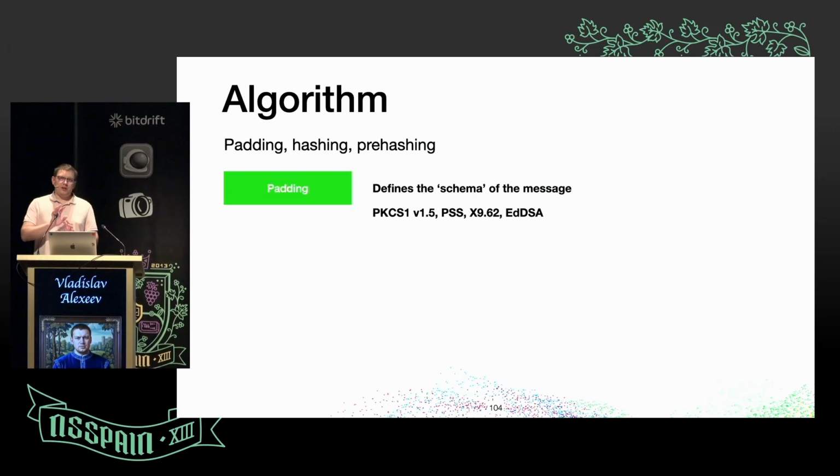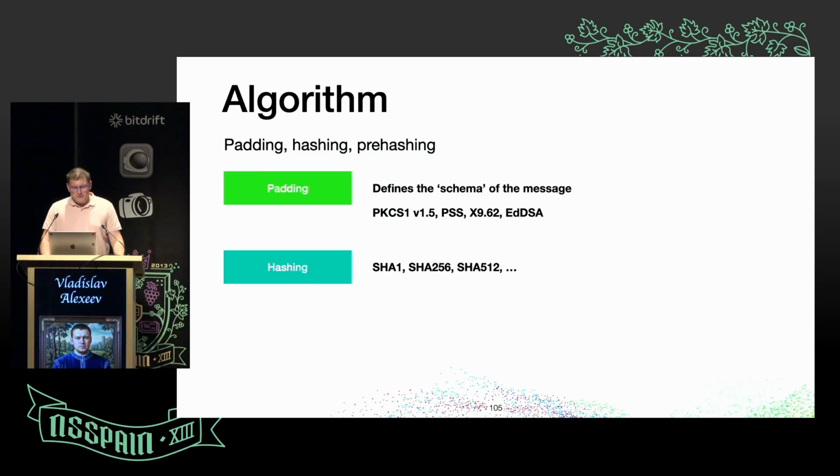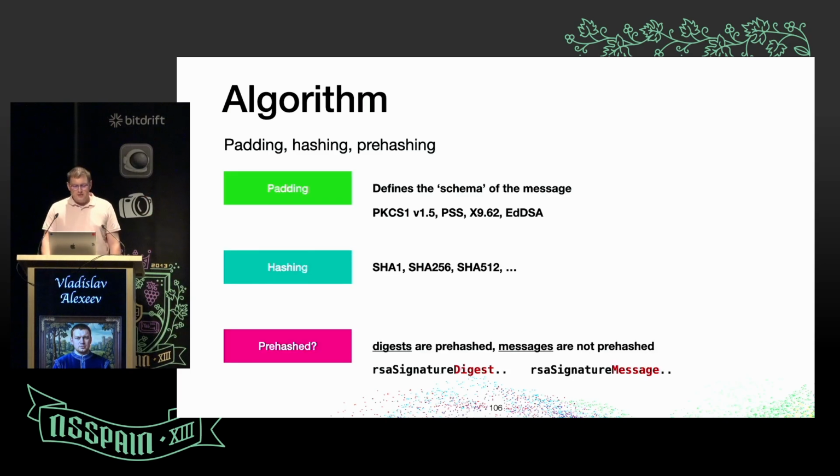Let's talk about what algorithm is. Algorithm is just three things combined into one object. It's a padding, which describes the schema, what format of the message from the operating system is. You don't really have to think about it. Usually it's PKCS1 version 1.5, in most cases, in all cases, actually. Then it's hashing. Very simple, how to hash the message. And then it's a Boolean flag whether the message is already hashed or not.